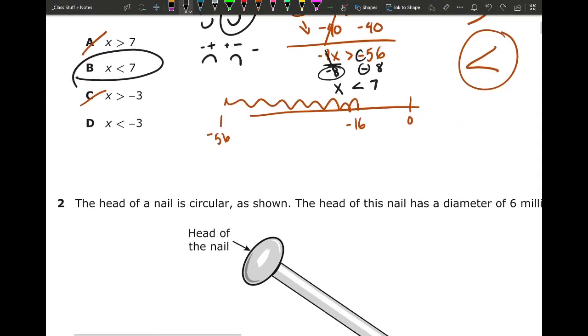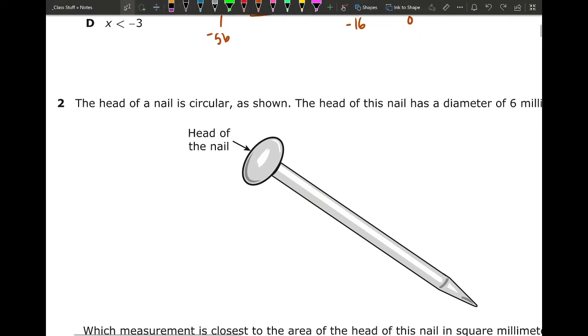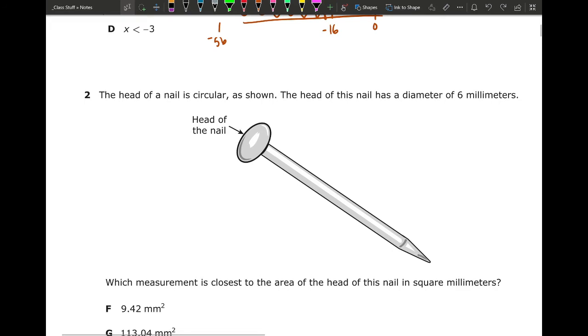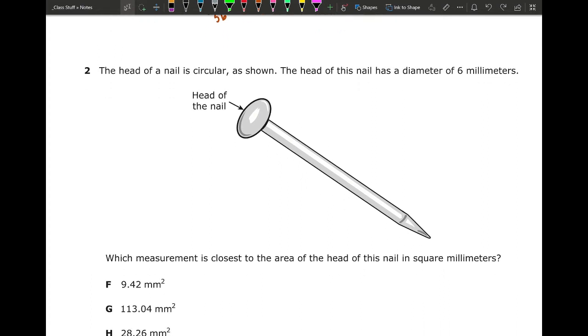Number 2, the head of a nail is circular as shown. The head of this nail has a diameter of 6 millimeters. Which measurement is closest to the area of the head of this nail in square centimeters?